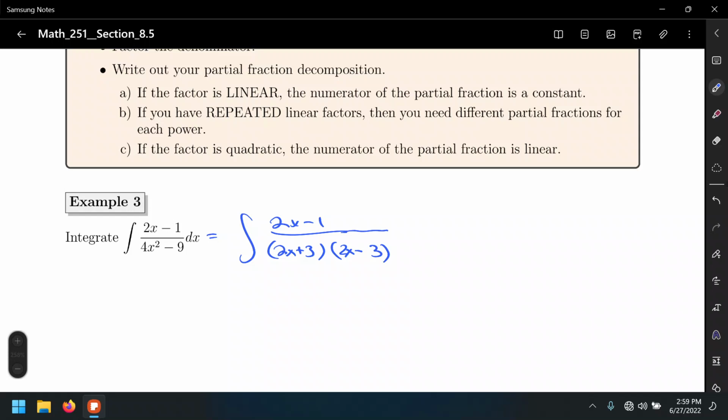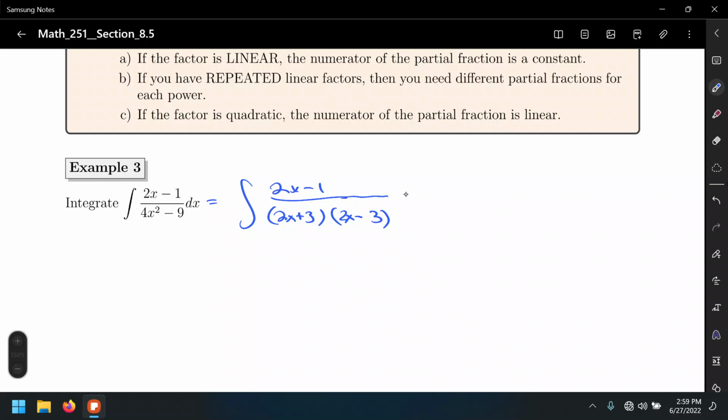All right. The next step is to write down the partial fractions. This is the step where we simply ignore that 2x minus 1. Don't even look at the numerator. Just focus on the denominators, because in this case we have two factors in the denominator, so we will write two partial fractions. One with the denominator 2x plus 3, and one with the denominator 2x minus 3. The next step is to take a little side trip and figure out those constants A and B.